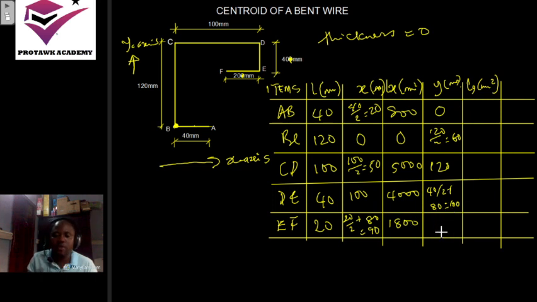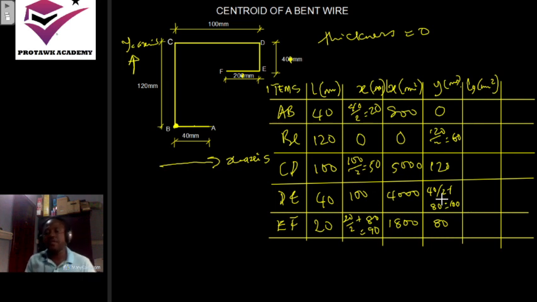Then the last one we have to consider is EF. For EF, the dimension is 20, and its own distance from here is 120 minus 40. So it's going to be 120 minus 40, which is 80, because from here to here is the whole of this minus this portion, 40, which is 80.